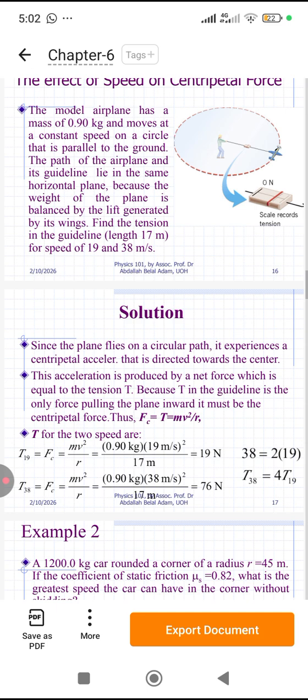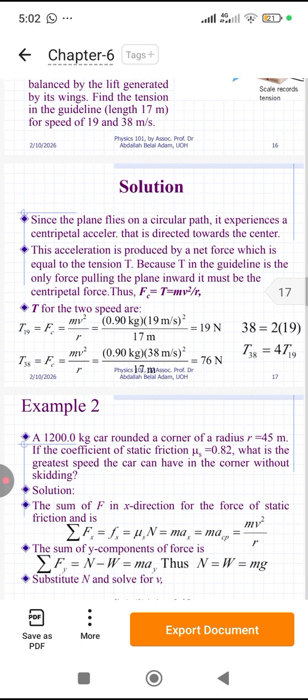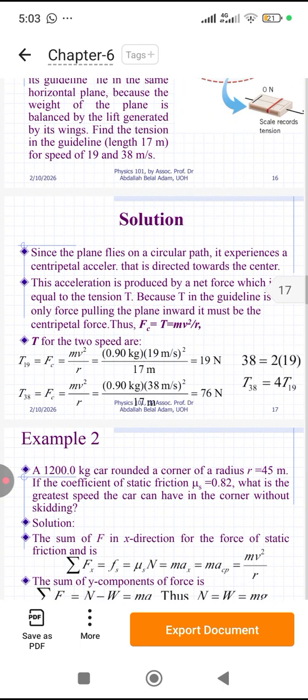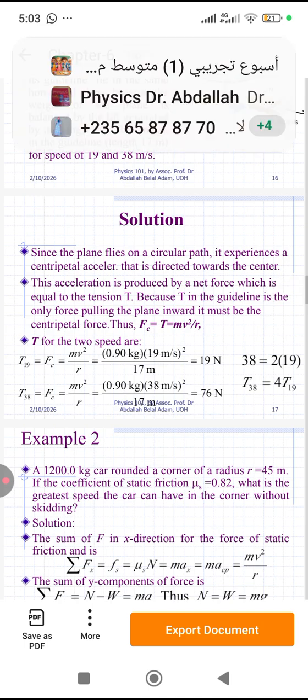T equals v square over r. For 19 meter per second, T equals 67 newton. For 38 meter per second, T equals F_c equals v square over r. So T at 38 equals 4 times T at 19.